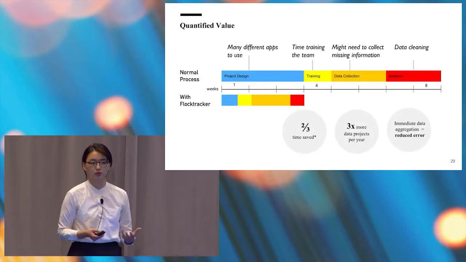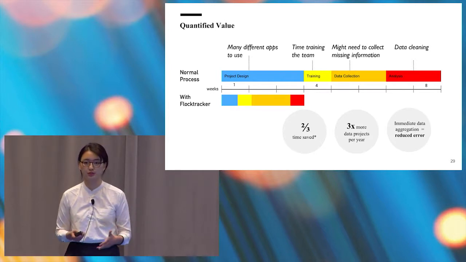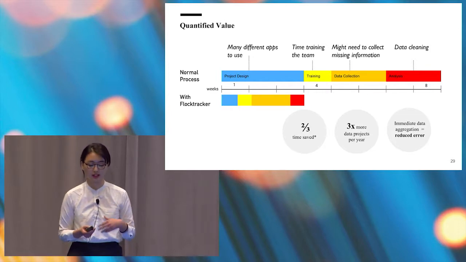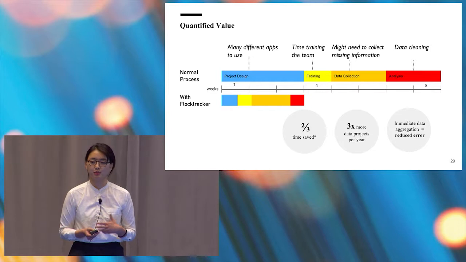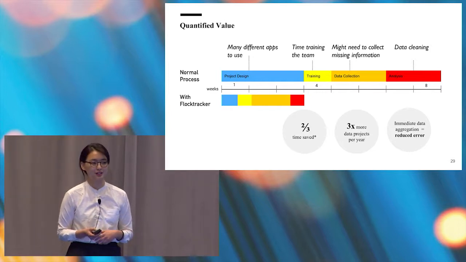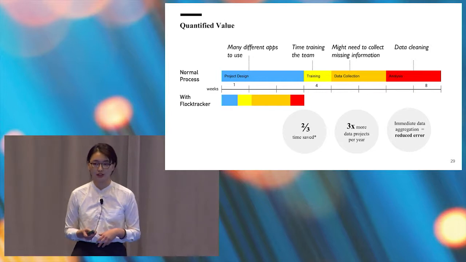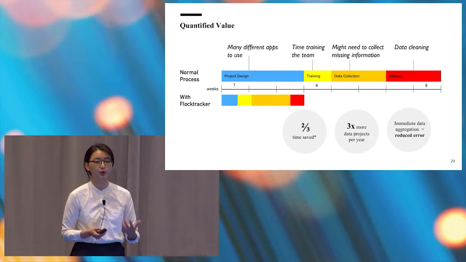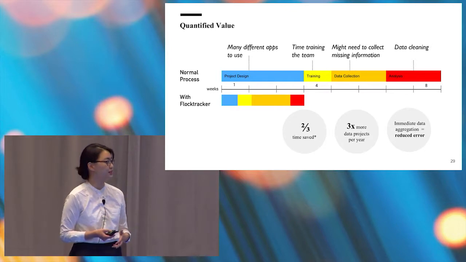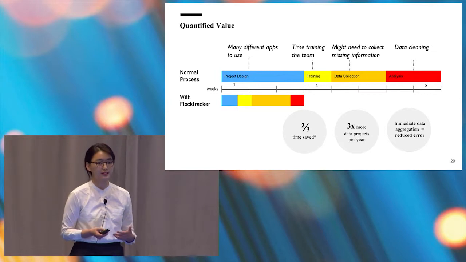Assuming we have a moderately complex project, we think Flock Tracker can significantly reduce the time and resources spent from project design and training to data collection and analysis. Being conservative, we are estimating that one third of the time will be saved, and there will be less error in the data, which will allow people to deploy more innovative data collection projects, but also give them time to have better insight from the data that they have already collected.